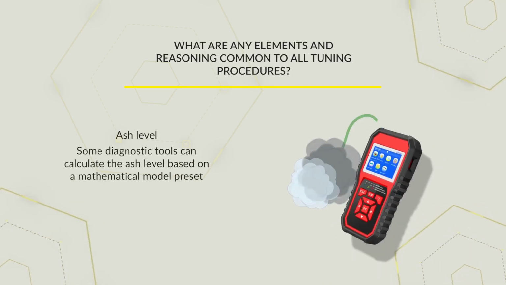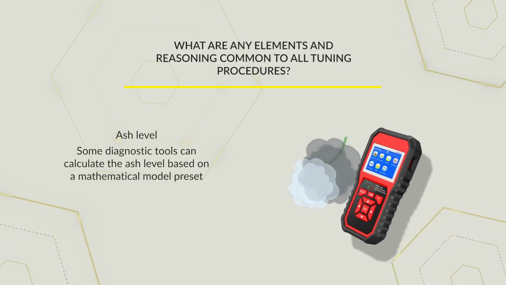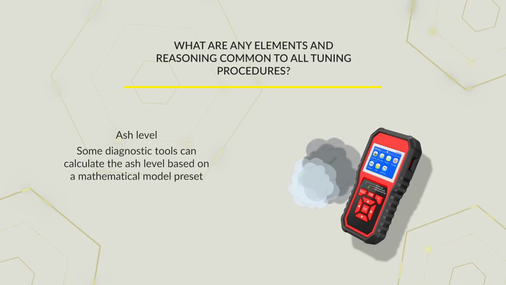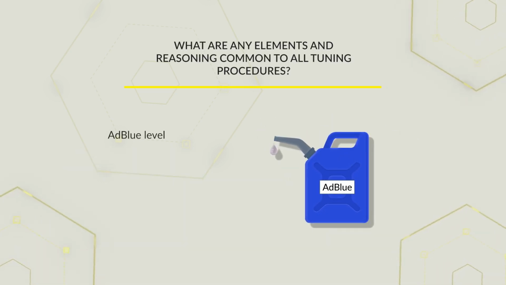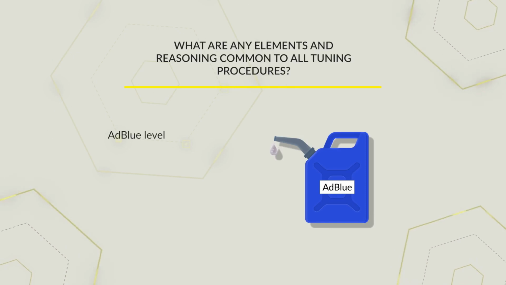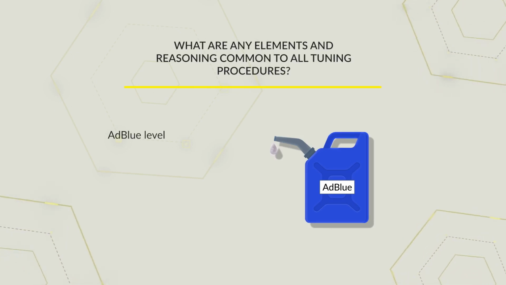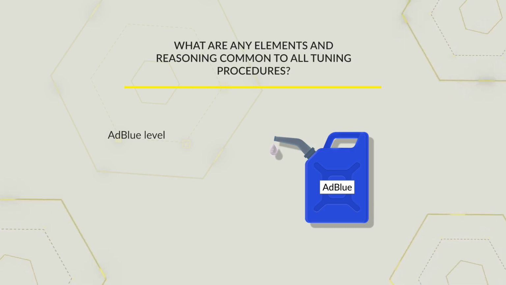Ash level. Ash is what the regeneration leaves after burning the soot. Some diagnostic tools can recalculate the ash level based on a mathematical model preset by the manufacturer inside the control unit. AdBlue level. Check if the AdBlue in the fuel tank is sufficient, and if it is not, check the cause. Otherwise, the ECU will activate the protection mode and will not allow the development of the maximum torque and power.